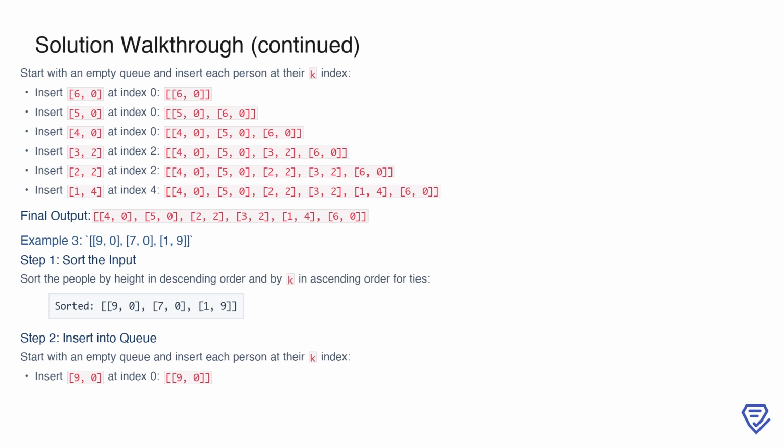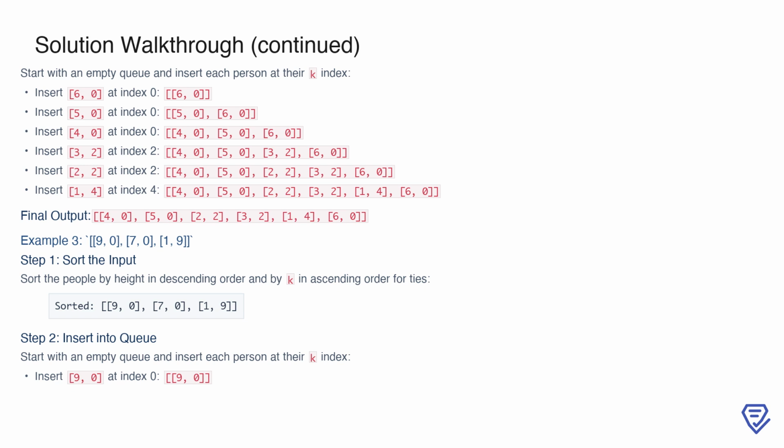Moving on, [3, 2] is added at index 2, placing it between [5, 0] and [6, 0], giving us [4, 0], [5, 0], [3, 2], [6, 0]. Next, [2, 2] is inserted at index 2, pushing [3, 2] and [6, 0] further to the right, resulting in [4, 0], [5, 0], [2, 2], [3, 2], [6, 0].